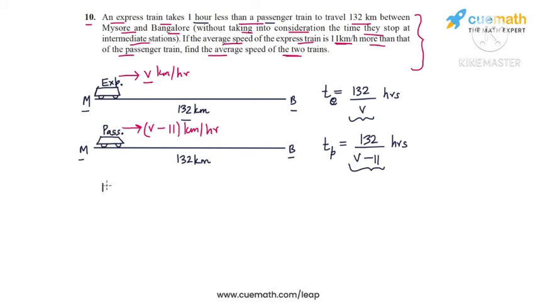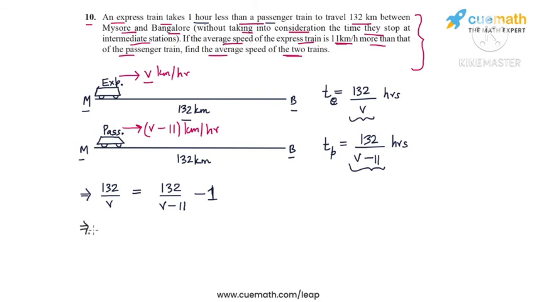So we can write 132 by v, the time taken by the express train, is equal to 132 by v minus 11, the time taken by the passenger train, minus 1, because the express train takes 1 hour less than the passenger train. So this is how we can write an equation in v, and now all we need to do is to solve this equation and find the value of v.